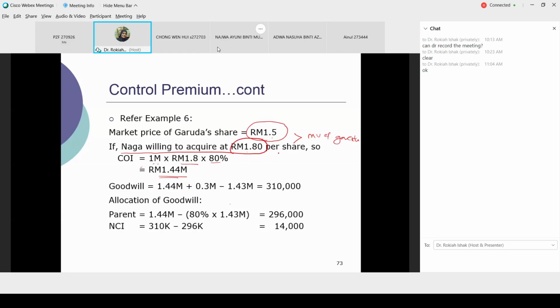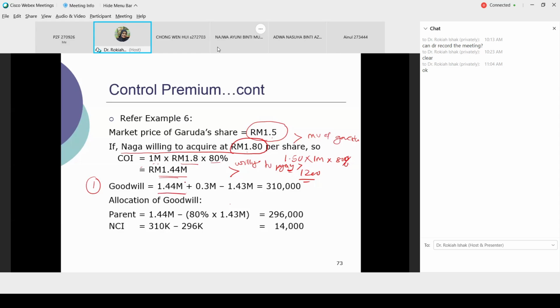Supposing that based on the value of Garuda here, RM1.50 times 1 million times 80%, they suppose that they need to pay only 1.2 million, but in this case they pay more. When the parent is willing to pay more, the goodwill here is going to be allocated. The first thing you need to do is calculate the goodwill, so find the amount of goodwill.